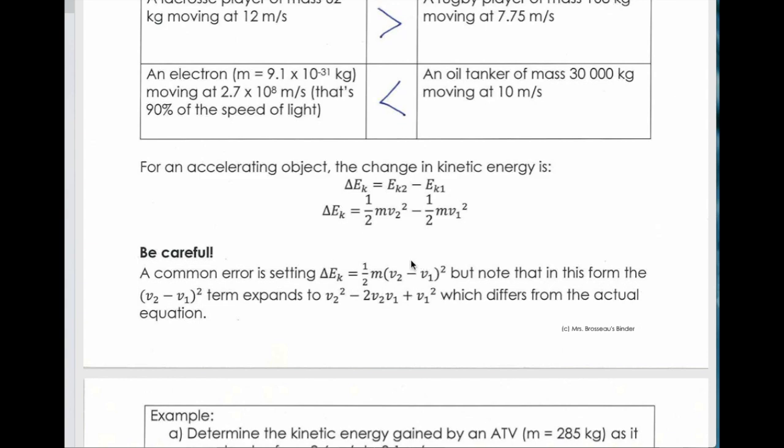I'm not stating that it's this. We can't pull the squared out of this. We need to square both V2 and V1 and then find the difference of those two. So just be careful on that. And like I said, whenever I go through the examples, I'll write out that equation.